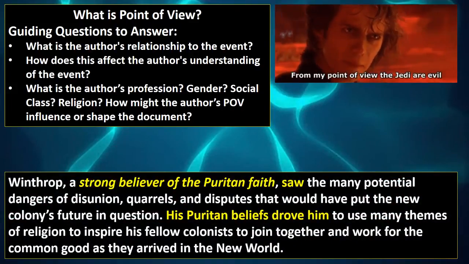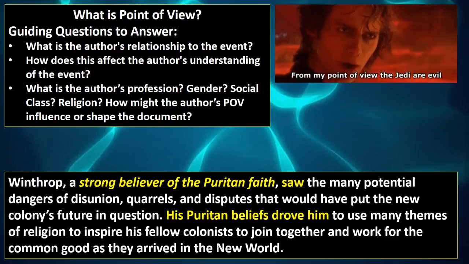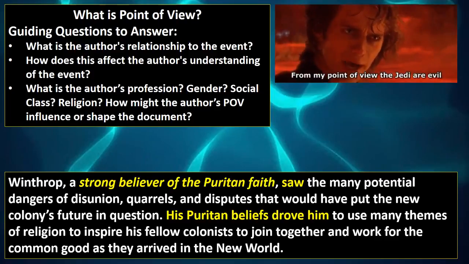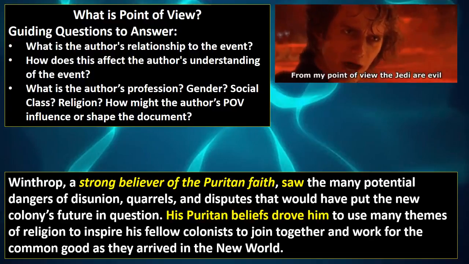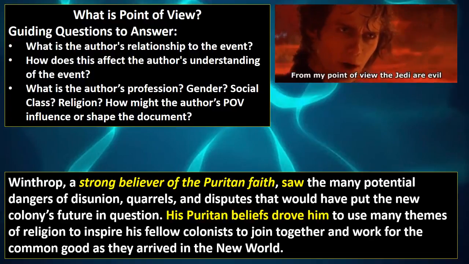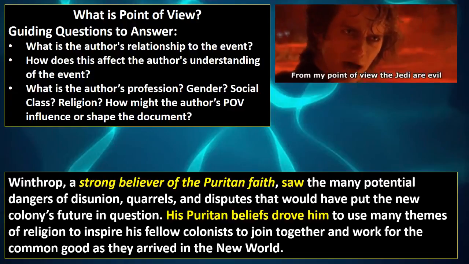So this one, here we go. I'm going to start to identify who Winthrop is early on. So Winthrop, a strong believer of the Puritan faith, see, I'm giving you his point of view, saw the many potential dangers of disunion, quarrels, and disputes that would have put the new colonies' future in question. His Puritan beliefs drove him, there I'm reaffirming it again, that he's seeing things from the point of view of a strong Puritan, to use many themes of religion to inspire his fellow colonists to join together and work for the common good as they arrived in the New World. So I like to think about this one as really searching for bias in particular, and then maybe trying to identify that in writing.